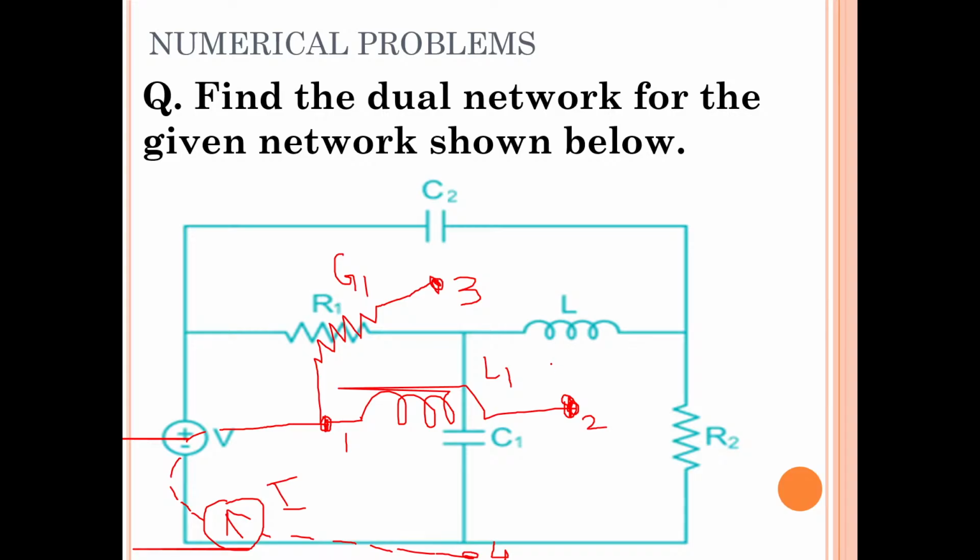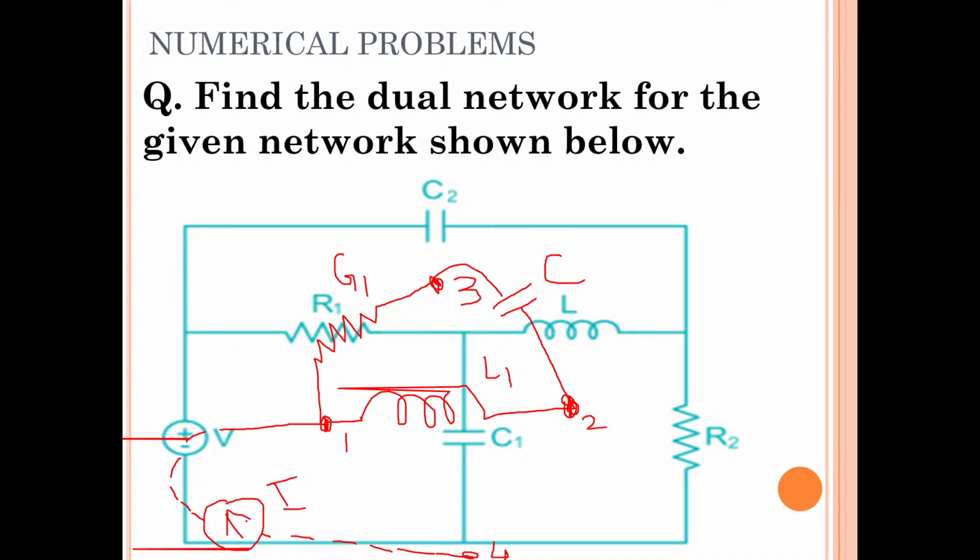Similarly, in between 3 and 2, what is there? L is there. So what is the dual of inductance? Capacitor. So draw a capacitor and draw a dotted line. I am drawing a solid line with the cursor; I am unable to draw a dotted line. Instead of L, write C.